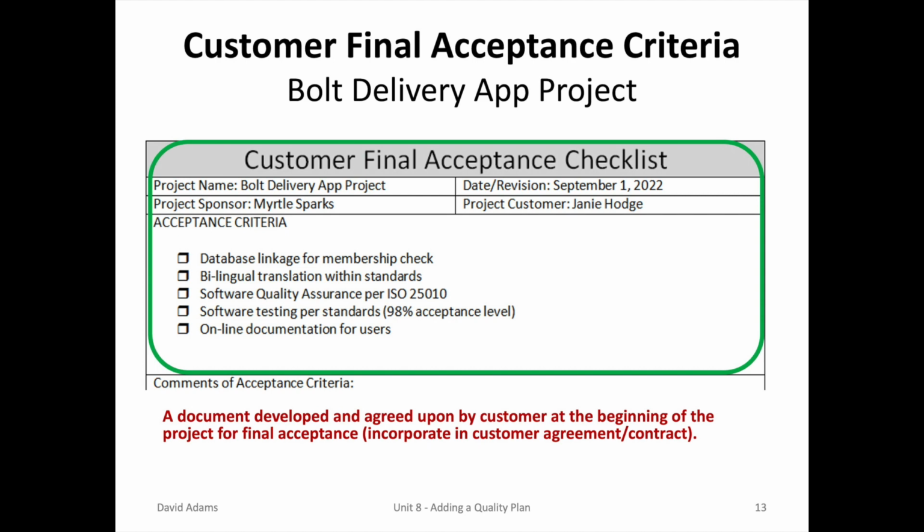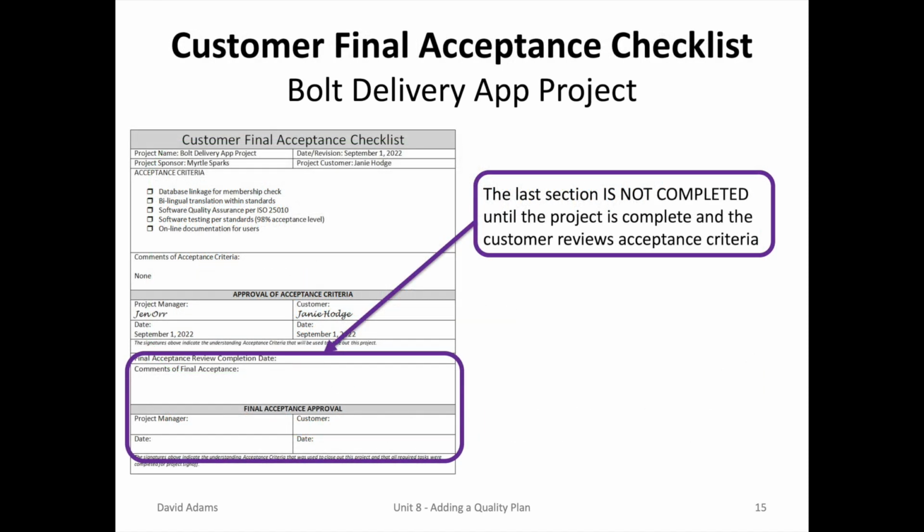As you can see in this slide, for the Bolt Delivery App project, the team developed 5 different criteria for acceptability. Again, note that this document is used in 2 different phases, once in the planning stage and then once in the closing phase. The bottom portion of the customer final acceptance checklist is the sign-off and the acceptance of the project deliverables. You can even check the box in the acceptance criteria for further demonstration.